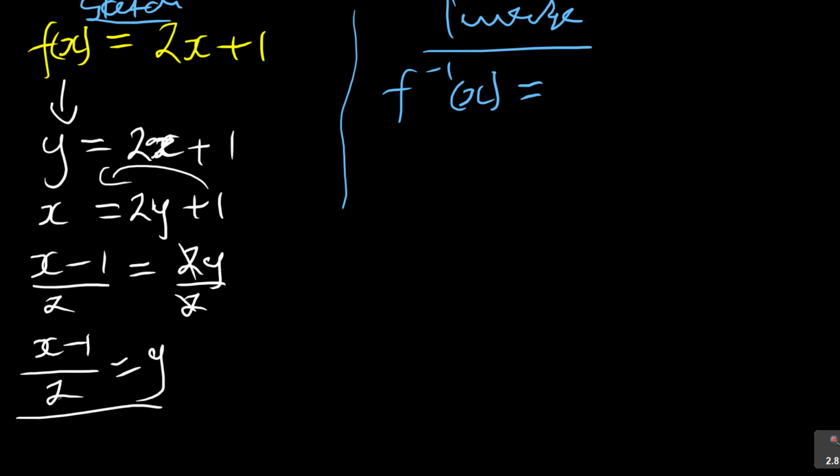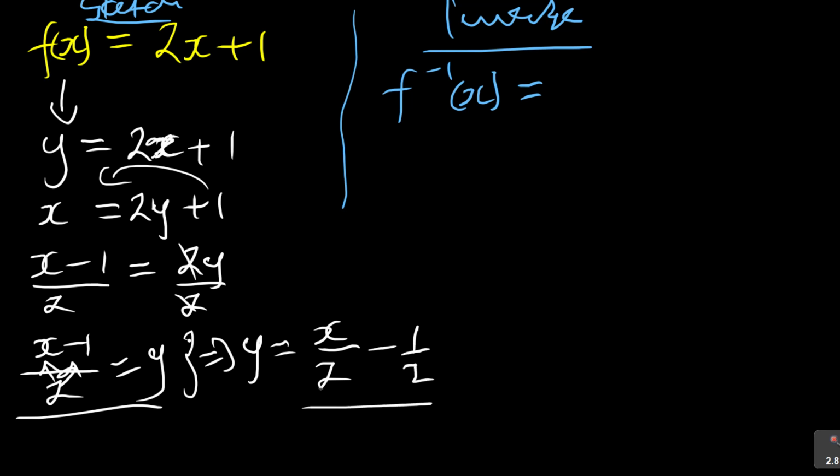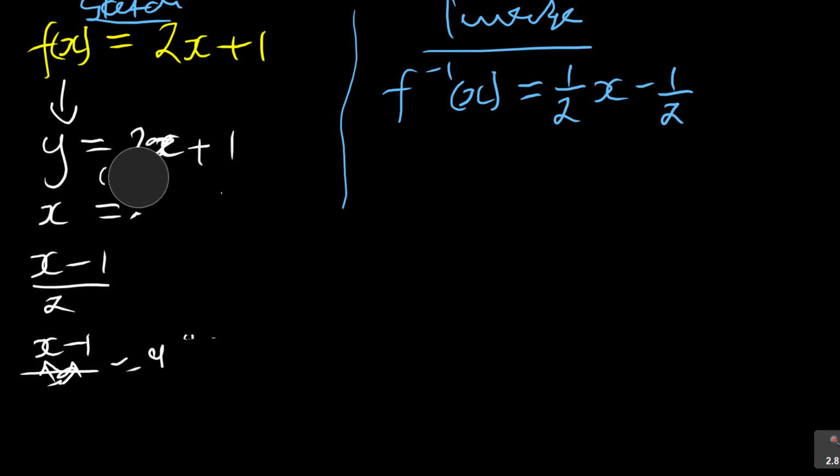Now, when you are writing it, you can actually separate the 2 so that y is equal to x over 2 minus 1 over 2. That is the x minus 1 over 2. Or you can even write it like this, 1 over 2 x, this is x over 2 minus 1 over 2. So this becomes the inverse of this graph.